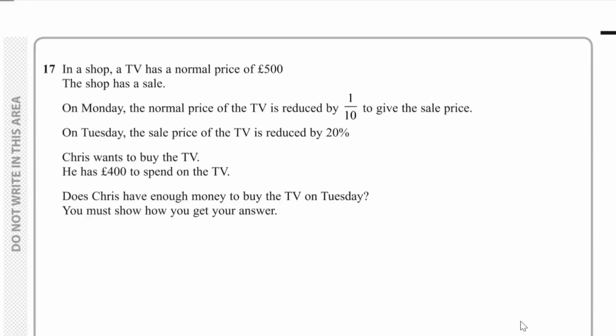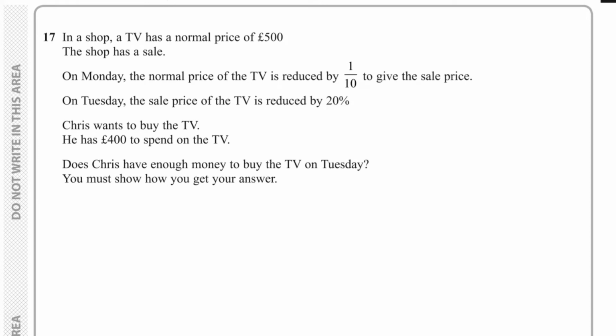Okay, so now for question number 17. In a shop, a TV has a normal price of £500. The shop has a sale. On Monday, the normal price of the TV is reduced by 1/10 to give the sale price, and on Tuesday, the sale price of the TV is reduced by £20. Chris wants to buy the TV. He has £400 to spend on the TV. Does Chris have enough money to buy the TV on Tuesday? You must show how you get your answer.